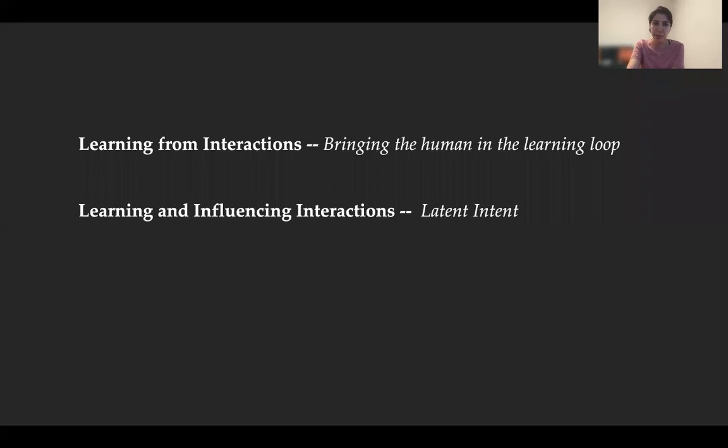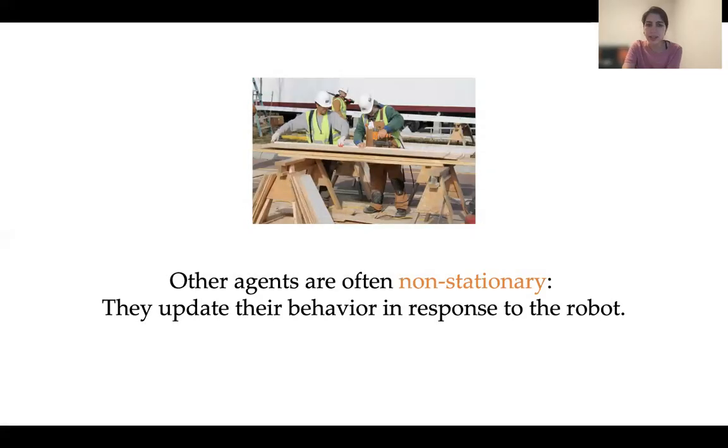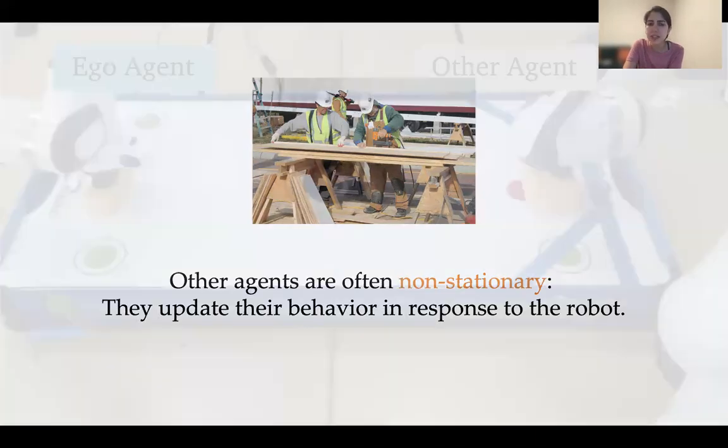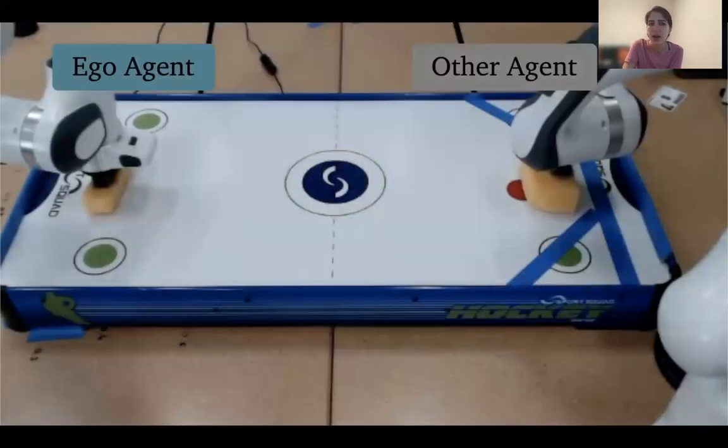All right, so let me talk about that. That brings me to this idea of learning and influencing interactions, and specifically learning these latent representations of the other agent's policies. We've started looking at learning other agents' policies in a specific setting: playing a game of air hockey. We have two robots. Let's call one an ego agent. This is our robot, our learning agent, the robot that needs to figure out how to do the task. And then we have another robot that we call the other agent.